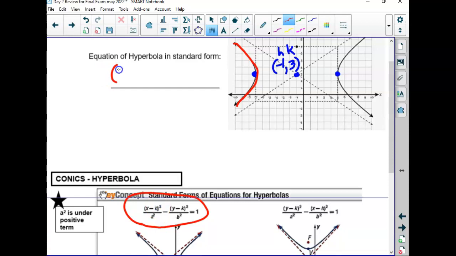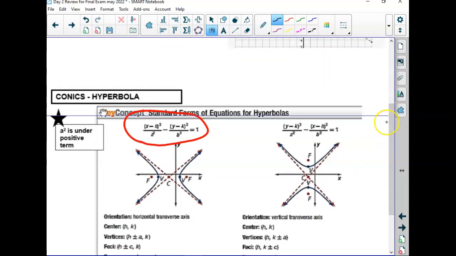So I can start writing the equation. It would be x minus h, h is negative 1, so x plus 1, squared, minus, and then it's y minus k, and k is 3. So this is just y minus 3 squared, equals 1. Now, you could find all kinds of different ways to find that a and that b. This conceptually is the easiest to me. The distance here is A, because that's where we went to the vertex. And the other distance, which happens to be this way, would be B.